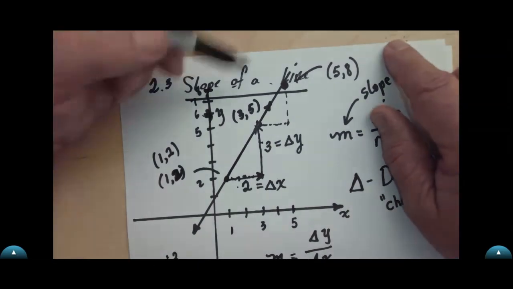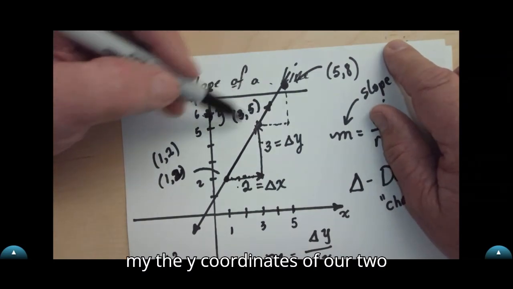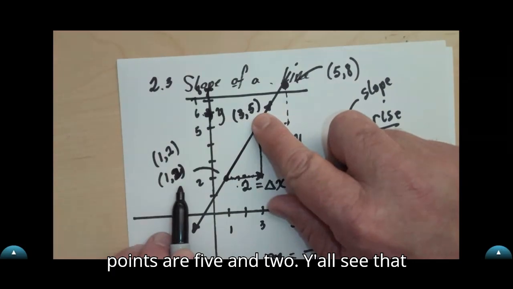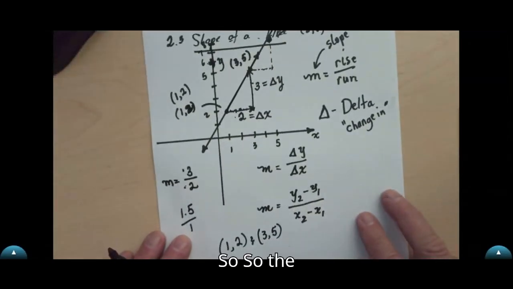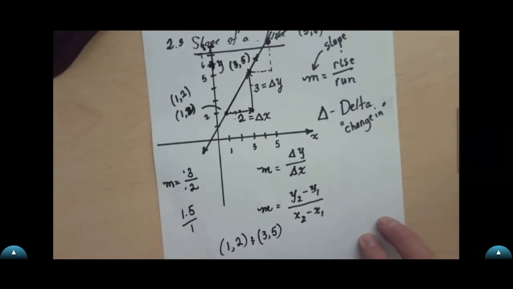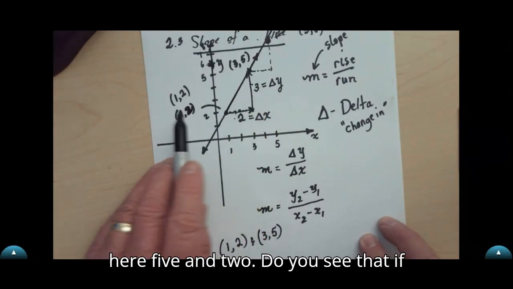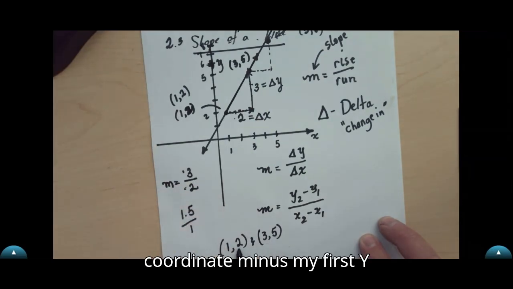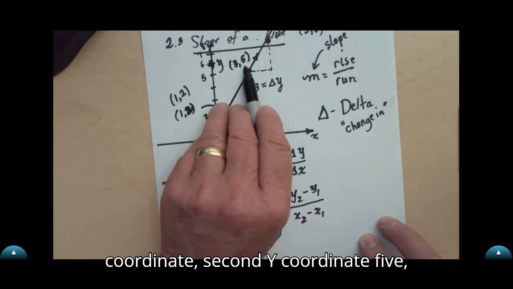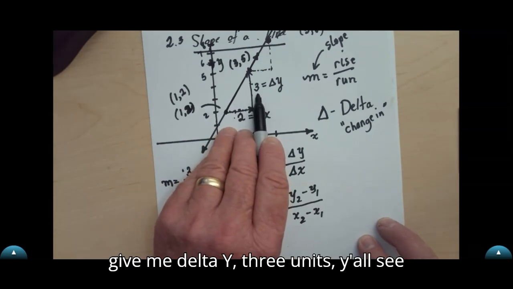Here's what I want you to see though. That delta y is 3. The y coordinates of our 2 points are 5 and 2. Y'all see that? I've got them written down here. I need to zoom back out. So the y coordinates of our points are 5 and 2, or you look at them on the graph up here, 5 and 2. Do you see that if I had just subtracted my second y coordinate minus my first y coordinate, 5 minus 2, that would give me delta y, 3 units? Y'all see that?